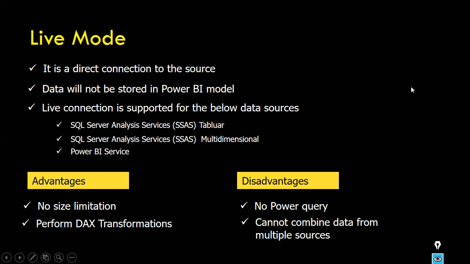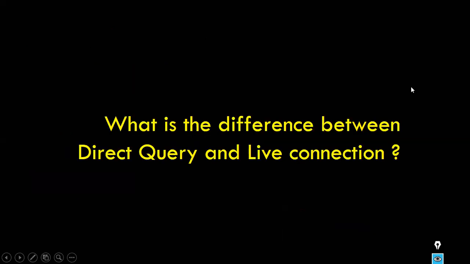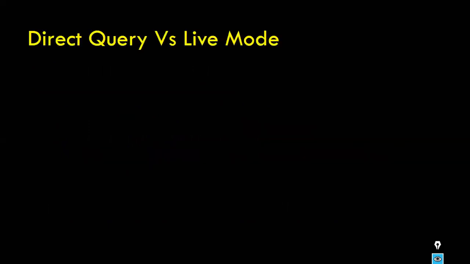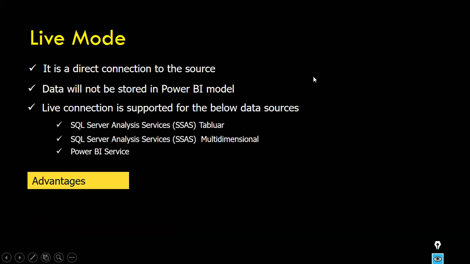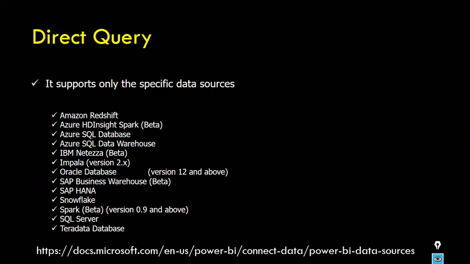Okay, and you cannot do data transformation. These are the limitations. Now the question is, what is the difference between direct query and live connection? We discussed, right? So live connection mode supports only these three. The direct query mode supports different data sources like Amazon Redshift, IBM Netezza, Oracle, Teradata, and SQL Server. Okay, and it supports more data sources compared to live mode.